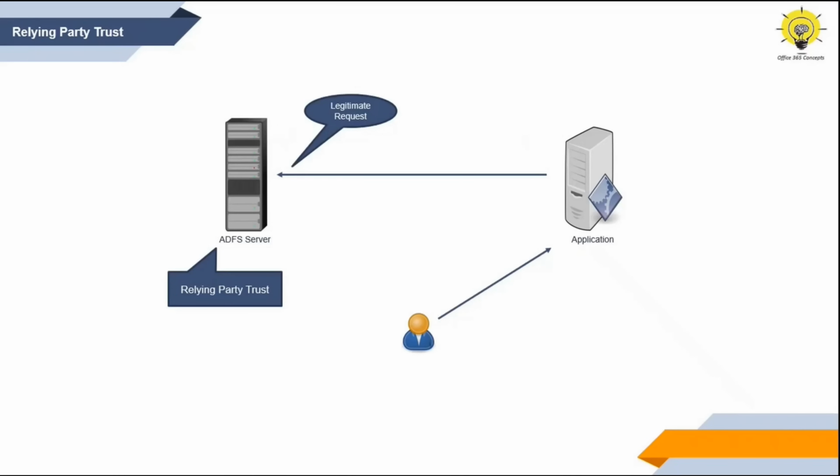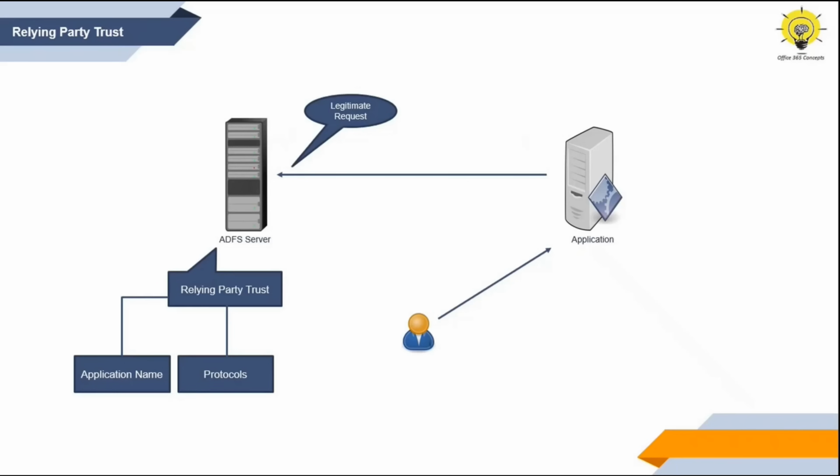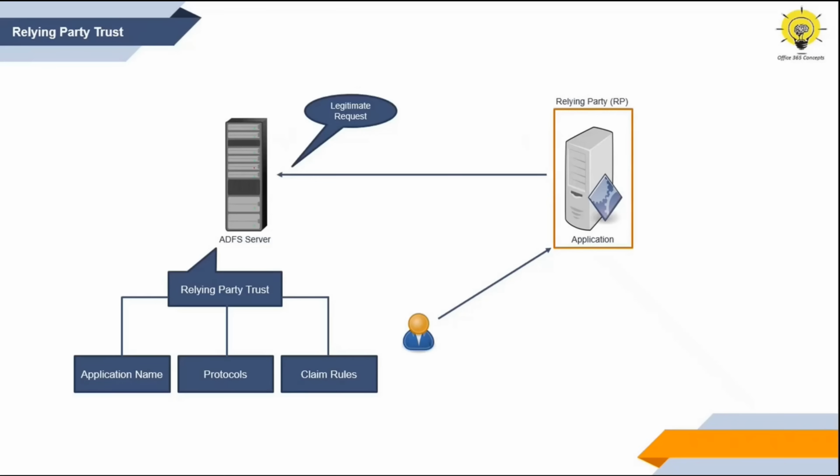A relying party trust contains the information about the application name, the protocols that this application supports, and what sort of claims this application needs within the security token. Without a relying party trust, an application cannot communicate with ADFS server. So relying party trust is a communication channel between ADFS server and the application. And the organization that hosts this application is called the relying party.